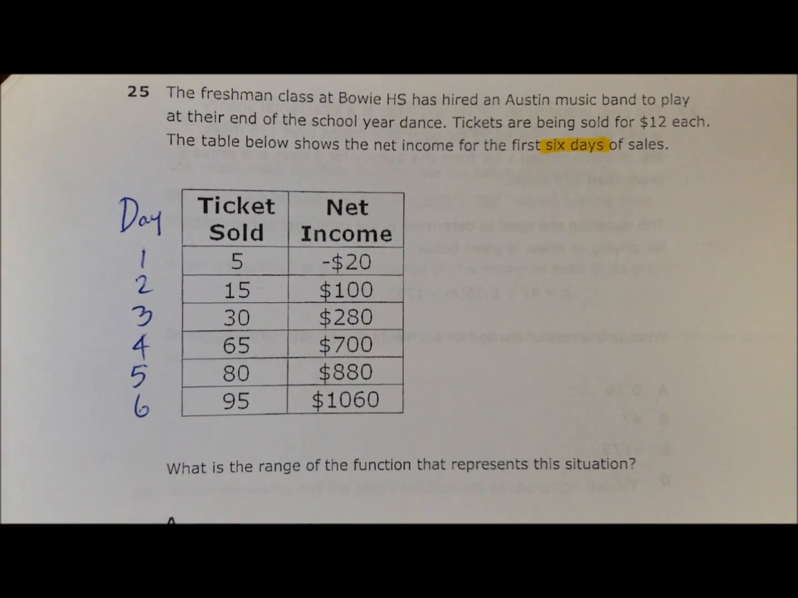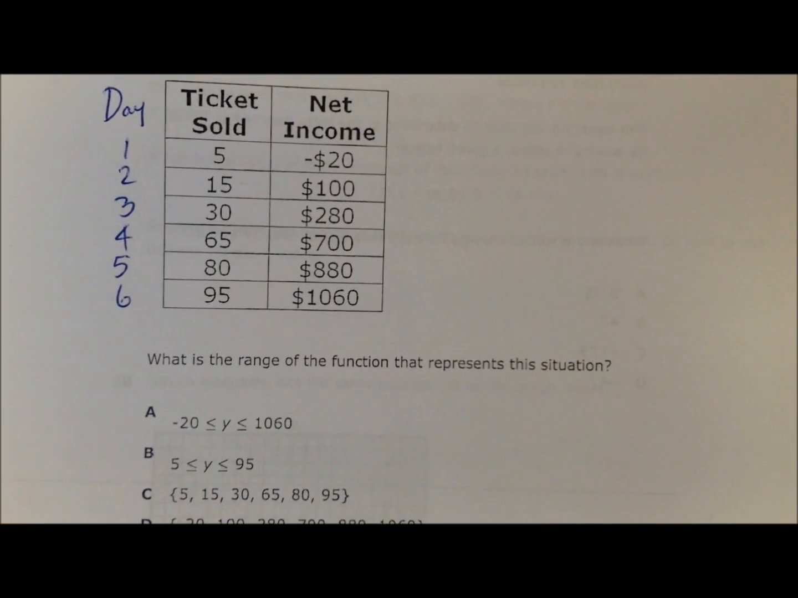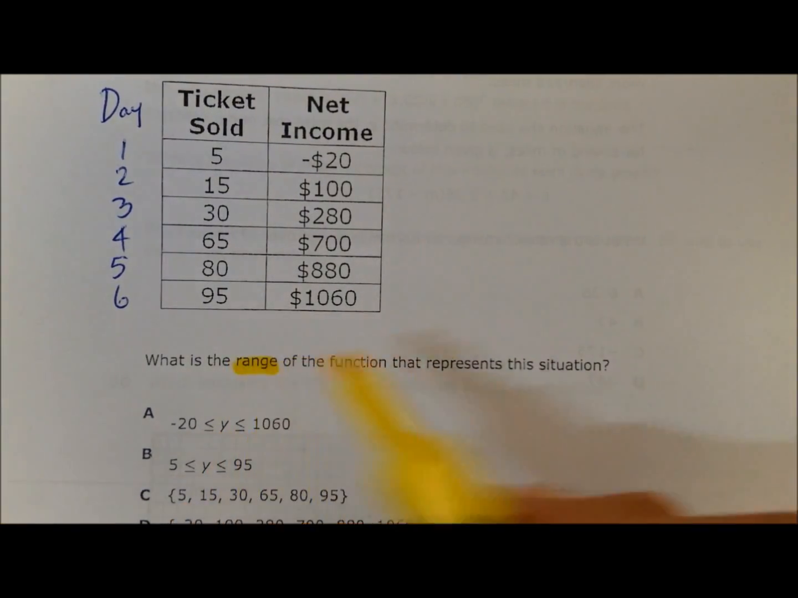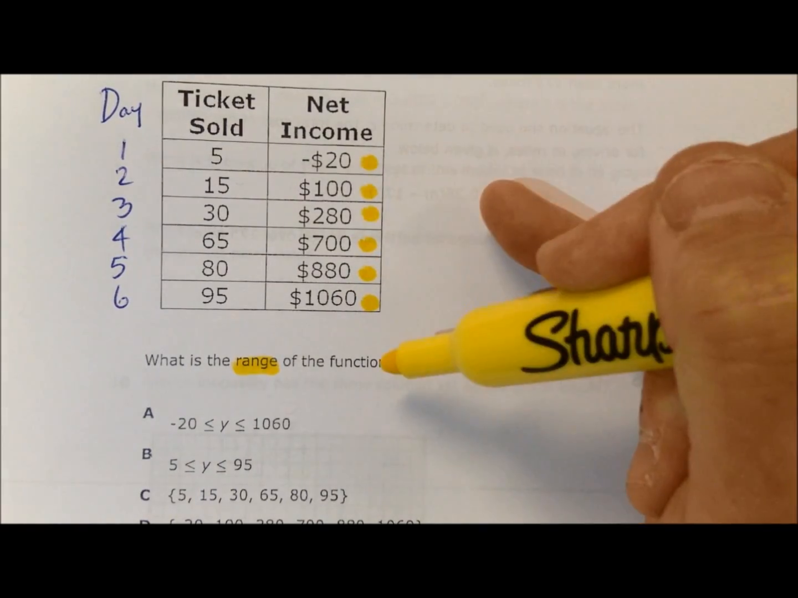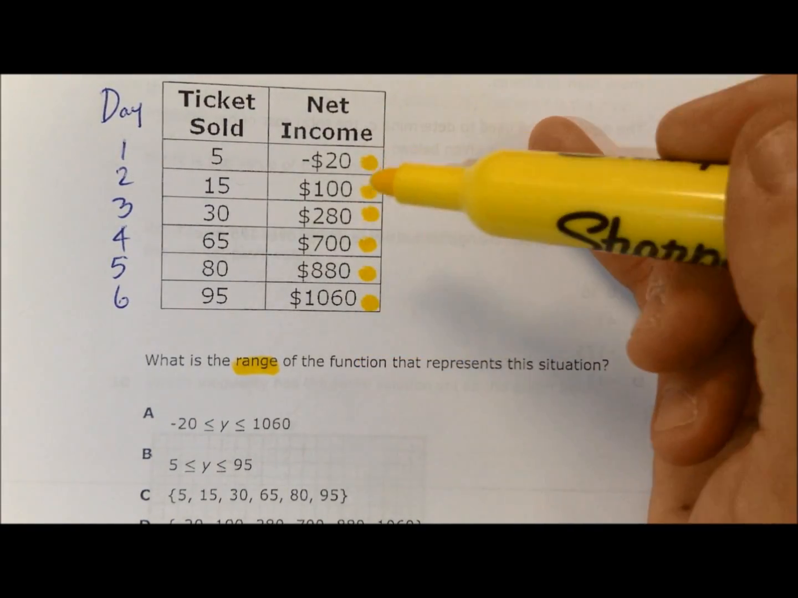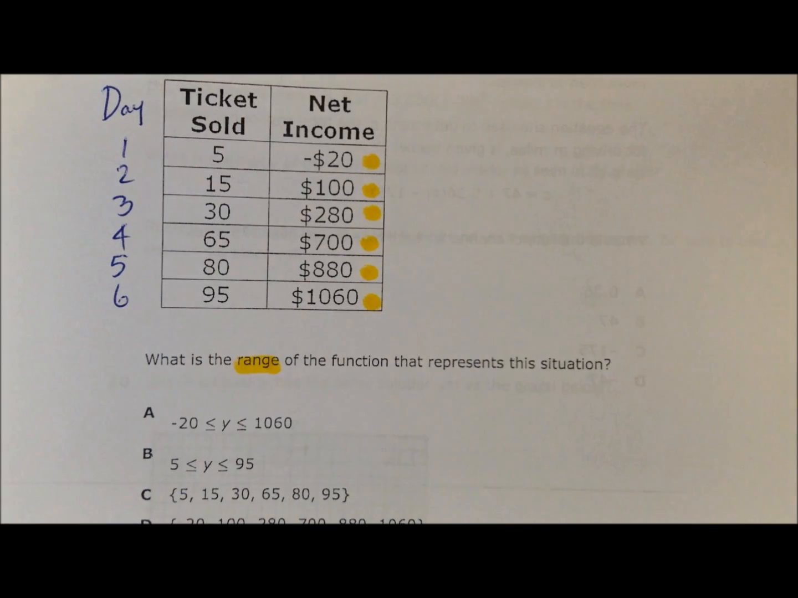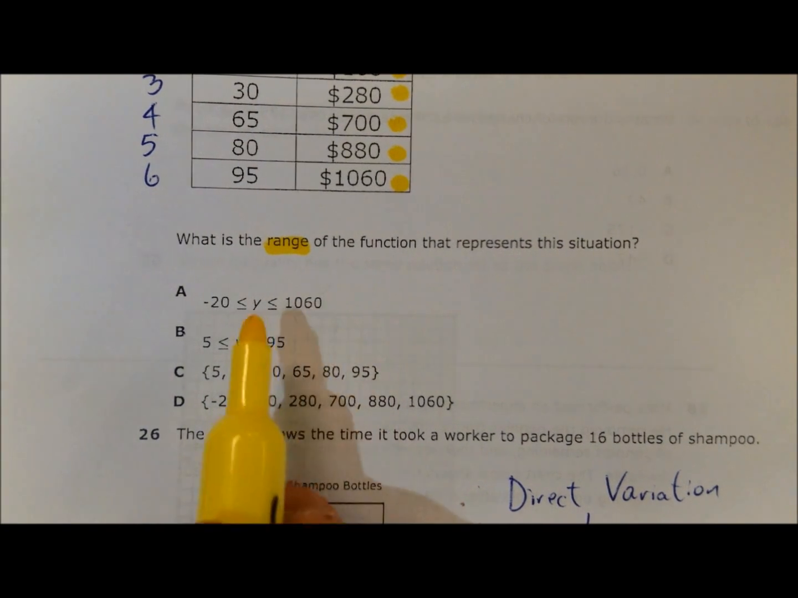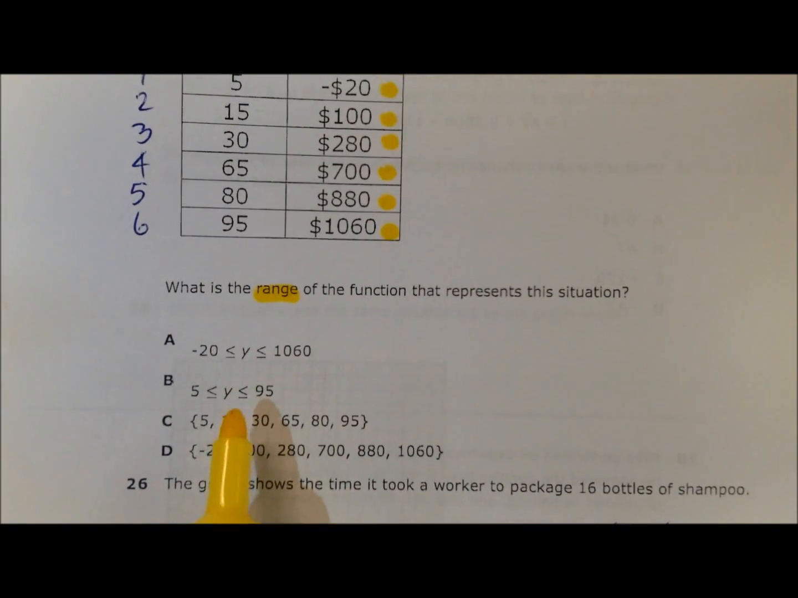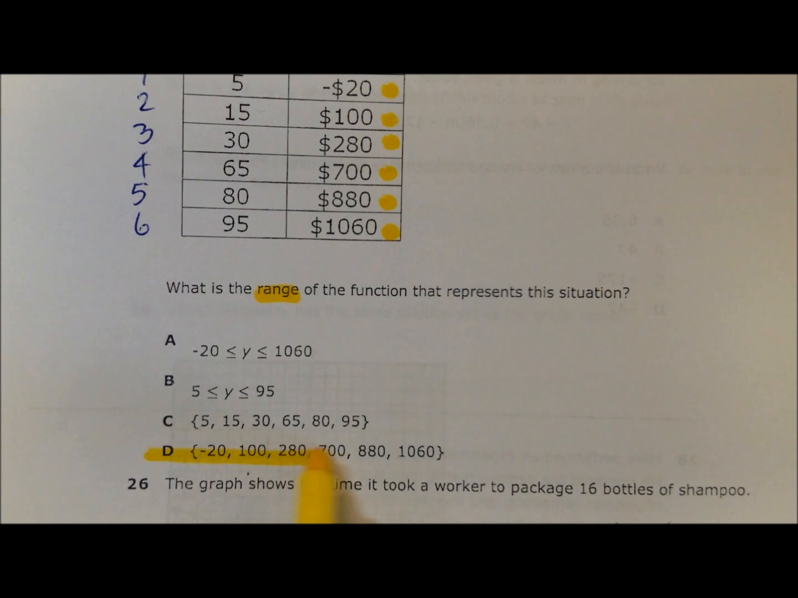So what we're going to do in order to find the range, we're simply going to look at my distinct 1, 2, 3, 4, 5, 6. Got 6 days, I have 6 incomes. And so these are going to be the specific ones that I am looking for. I am not going to use the inequality notation right here, and this is going to be the answer that I choose.